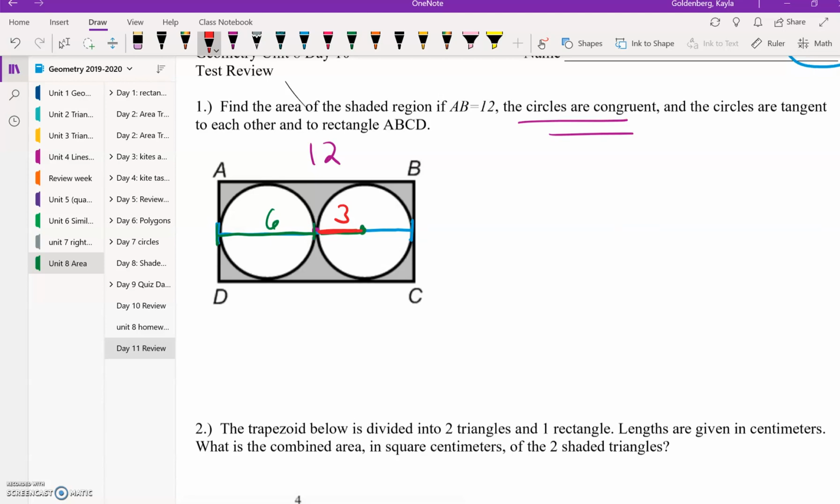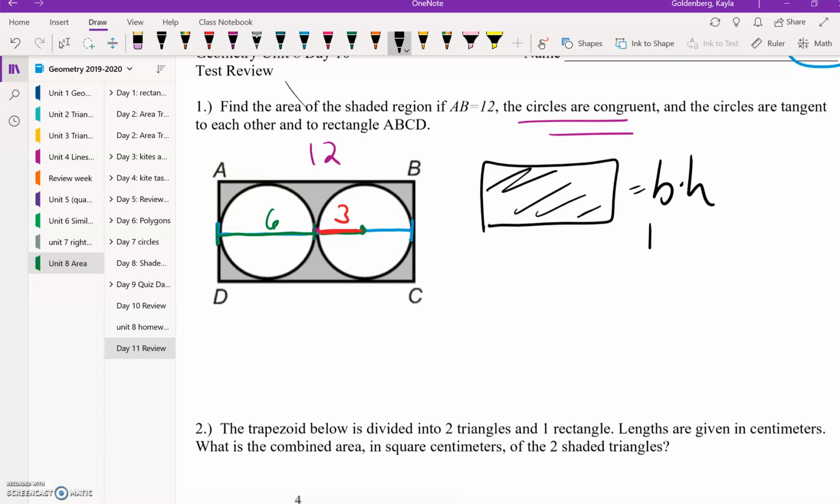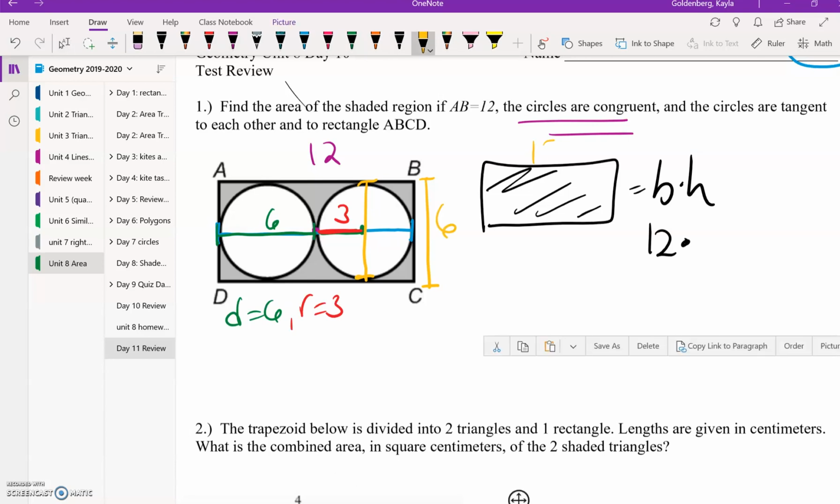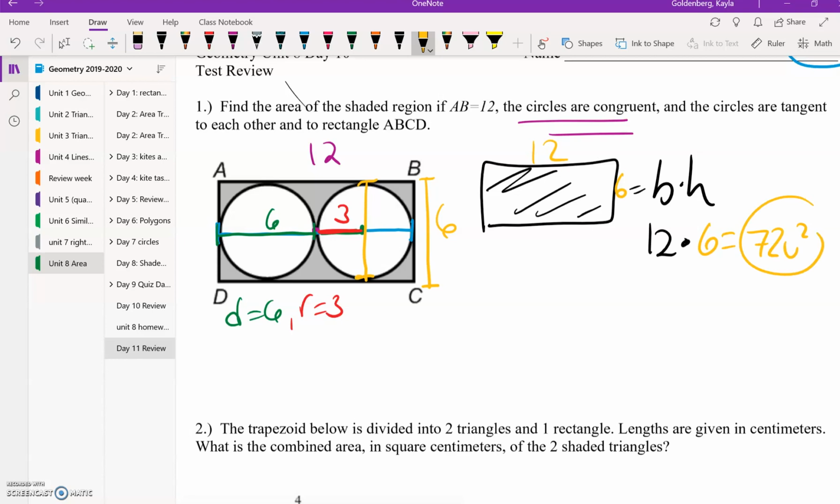Okay, so let's try and first find the area of my rectangle. I know it's base times height, which I know so far I've got 12 times. Now here's the tricky thing, if I want this side length, notice that's the same if I drew it here as the diameter of these circles. Both of these circles are the same. We said that the diameter is 6, and we said the radius was 3. So then that means that this side length is 6. So we can label 12 and 6. Okay, so it looks like it's 72 units squared for the area of the rectangle.